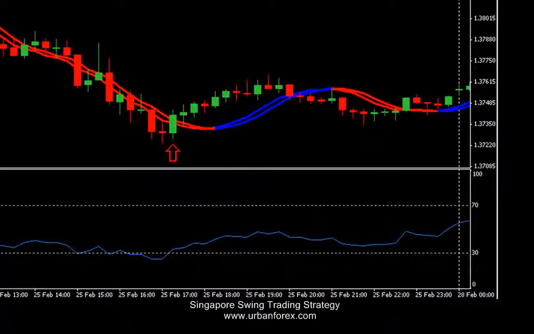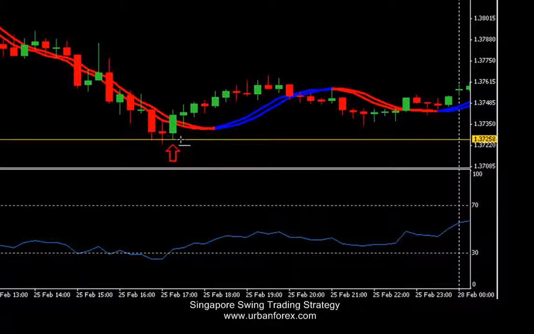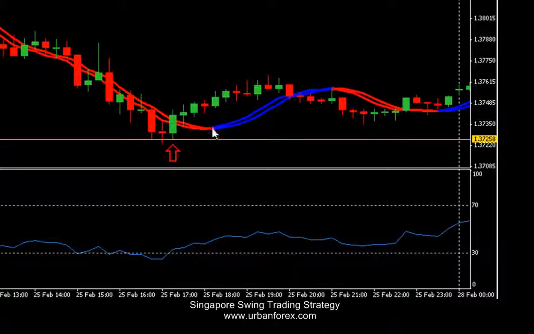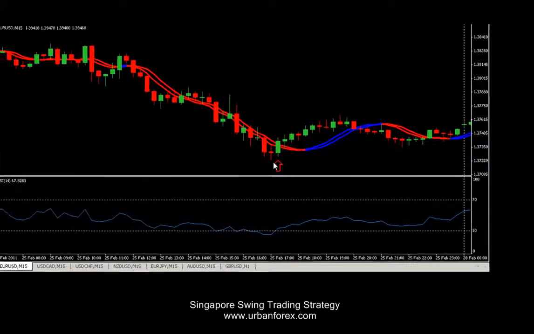You can keep your stops at the swing low of your previous candle, which is right there. And that would give you a stop of 15 pips, and your total maximum potential on this particular trade was 24 pips. Alright, let's give you a sell example.